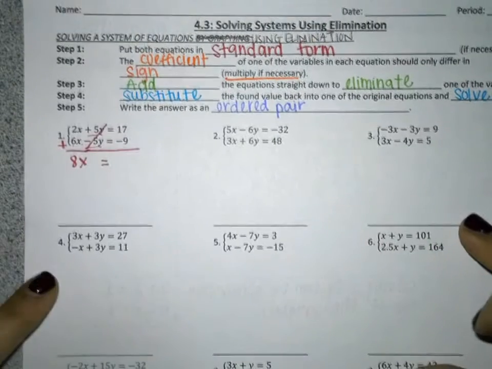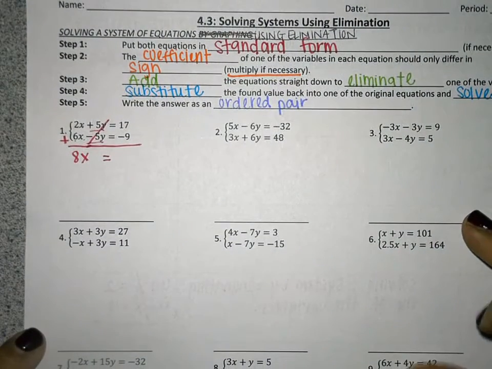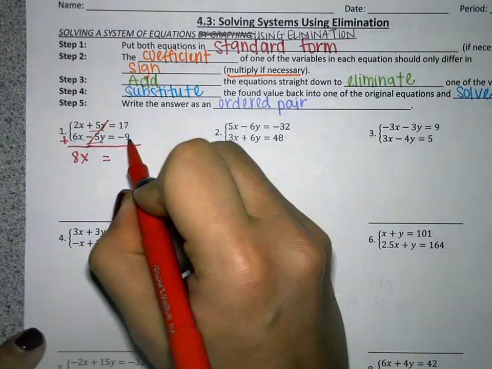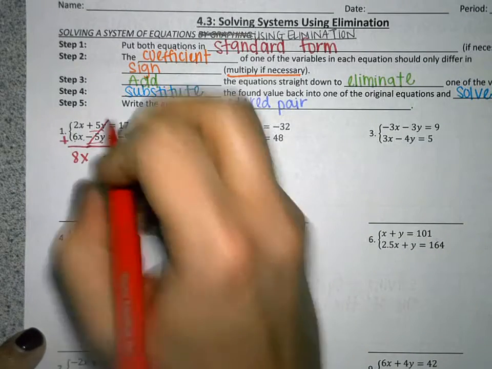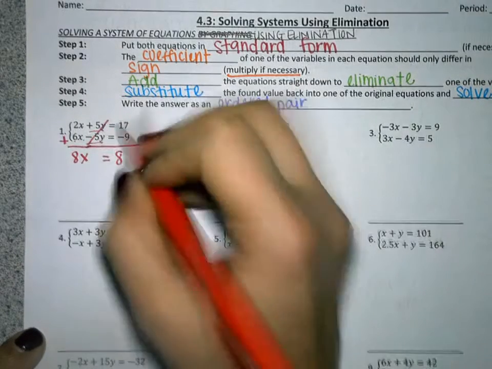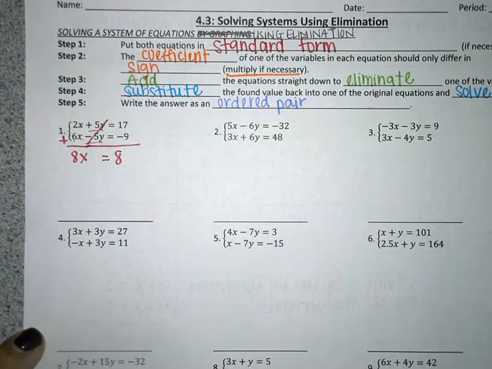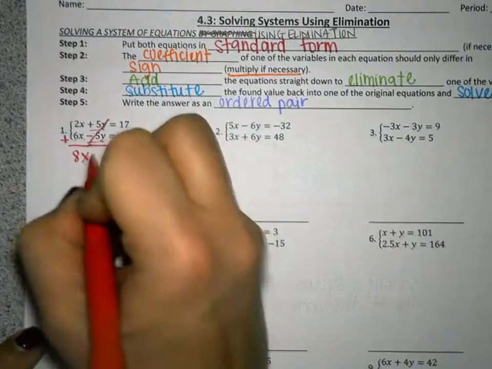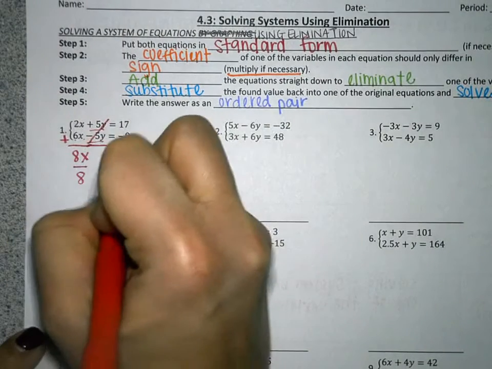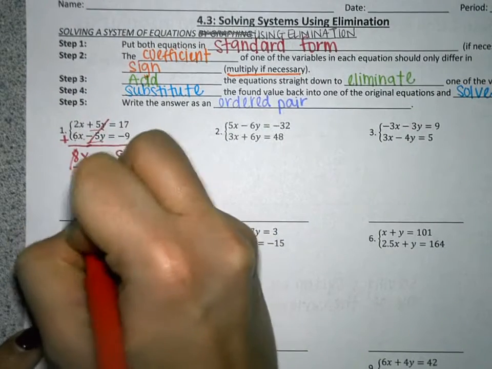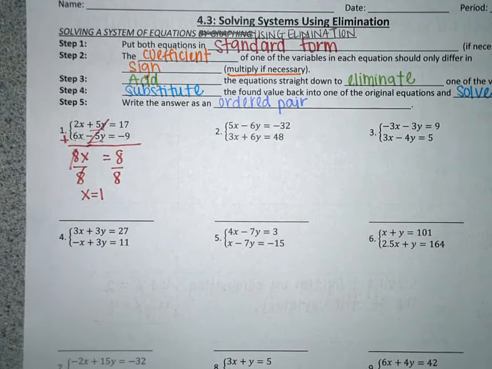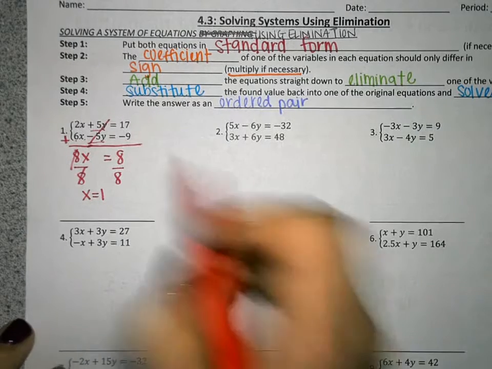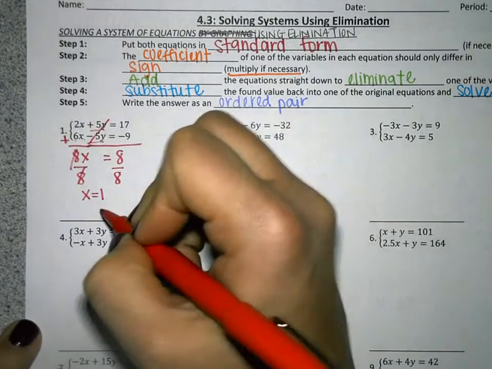Equals 17 plus negative 9 gives me positive 8, or 17 minus 9 gives me 8. And then I solve for this. So to solve for x, I divide both sides by 8, and I get x equals 1. But I have to solve for y too. Here I only have the x.